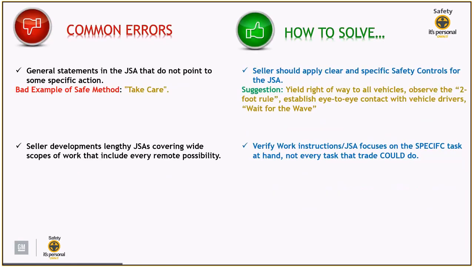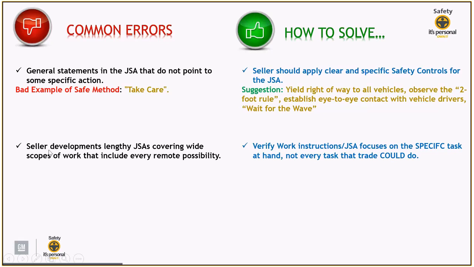So a couple more we typically see are general statements in the JSA that do not point to a specific action. Sometimes we may see something that simply says, take care. Well, what are you really telling the worker to do? So the seller should apply clear and specific safety controls for the JSA. A suggestion would be to add something that says, yield right of way to all vehicles, observe the 2-foot rule, establish eye-to-eye contact with vehicle drivers, and wait for the wave. Those are specific instructions. Those are things that you're telling the worker to do, right? So we just need to, once again, coach the seller on the expectations of the JSA.